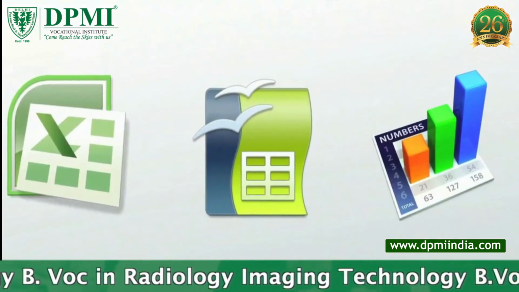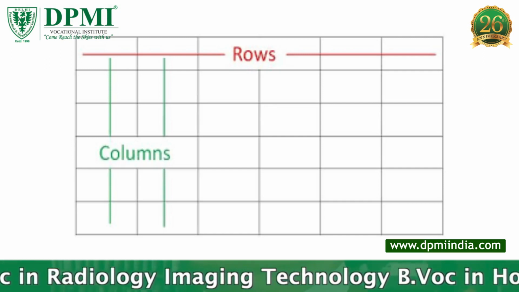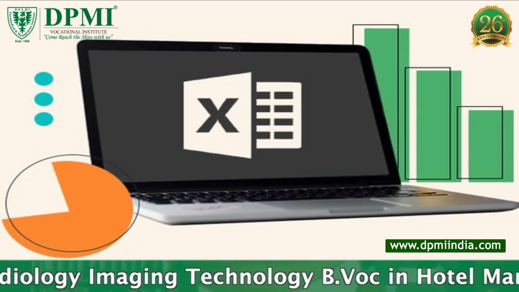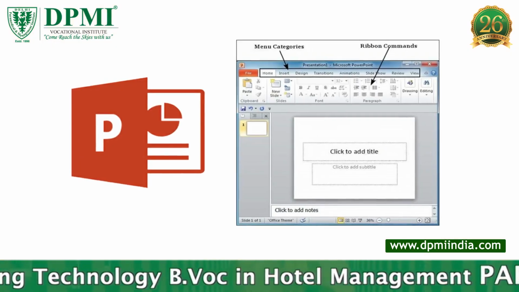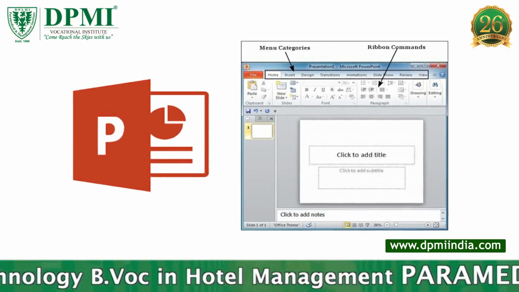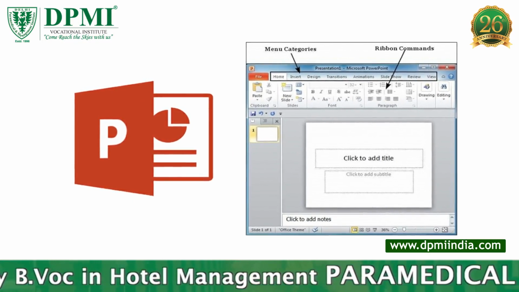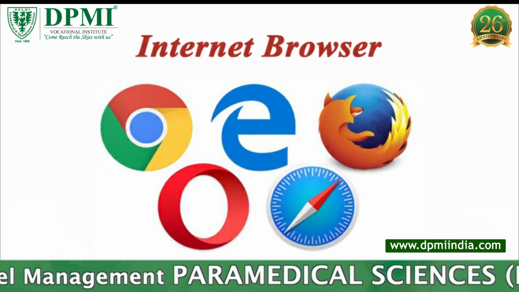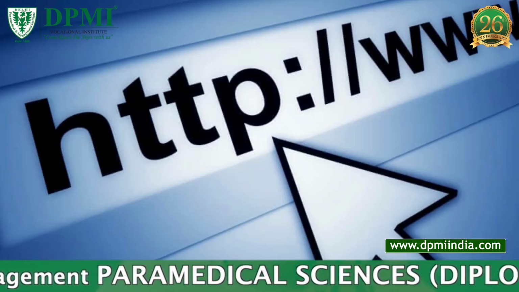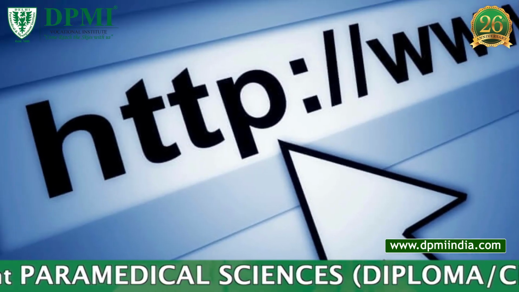Spreadsheet software organizes data in rows and columns, performs calculations, and presents charts, graphs, etc. Presentation software like Microsoft PowerPoint is used to display information in the form of slides. Internet browsers like Google Chrome, Firefox, and Safari are used to access the internet.